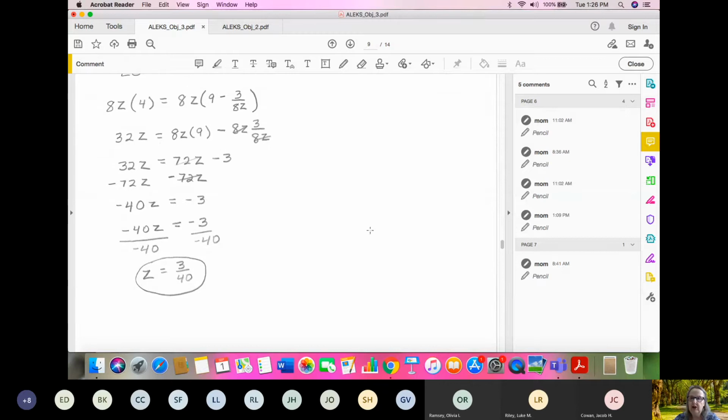Anybody have any questions on this first solving rational equation problem? Anybody have any questions? Just going to get another sip of tea.